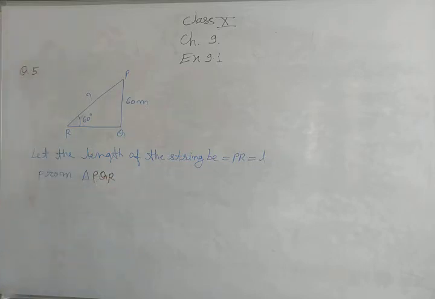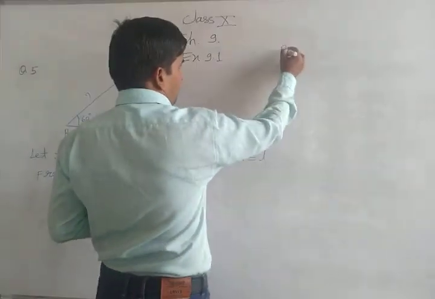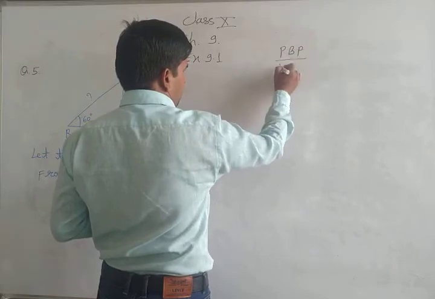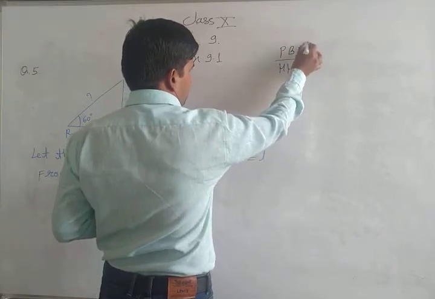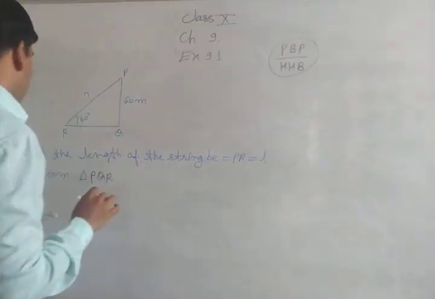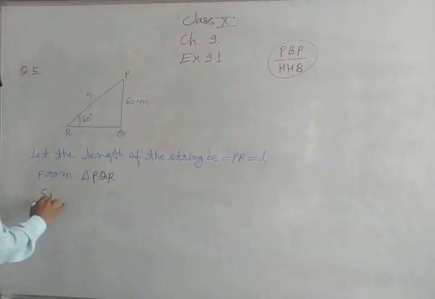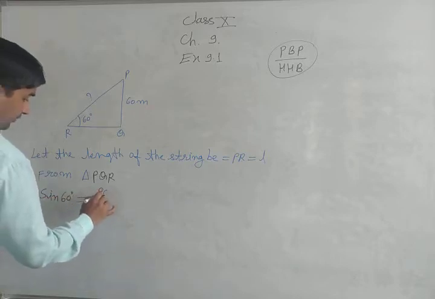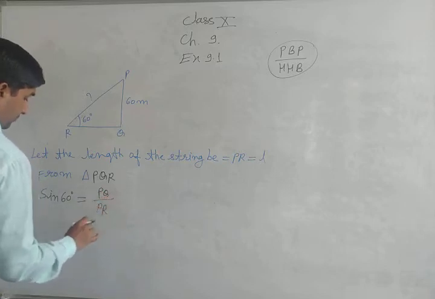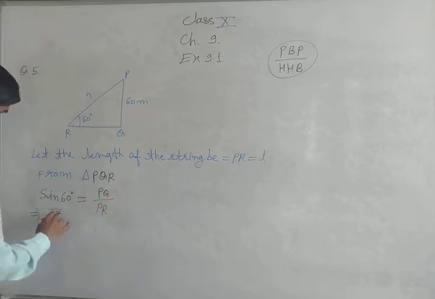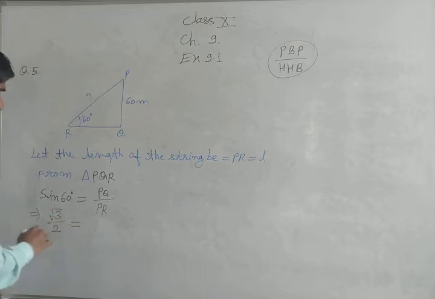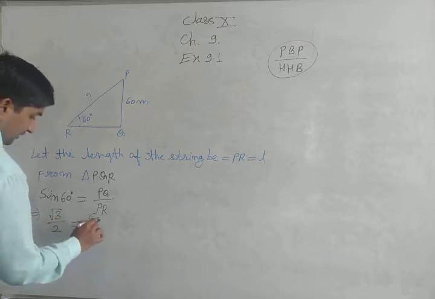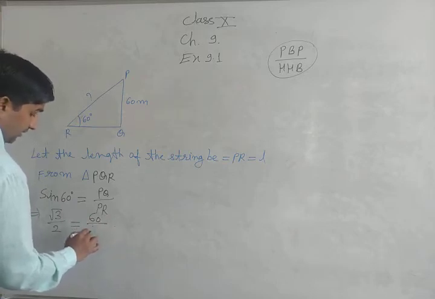From triangle PQR, we require perpendicular and hypotenuse. We know perpendicular, base, perpendicular upon hypotenuse and base. So sine 60 degree equals PQ upon PR. The value of sine 60 is root 3 upon 2, equals PQ, which is 60, upon PR, which is L.